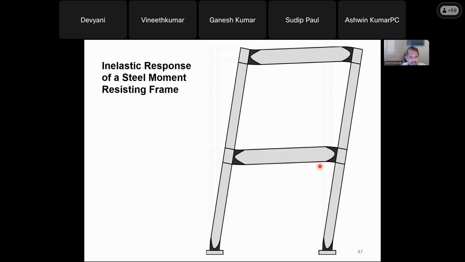On the other hand, if you have hinges in the beams, you don't have hinges in the columns, you distribute yielding over the height of the building. And so you don't have to make every single connection as ductile. Okay, so it's kind of important to understand where some of these are coming from.